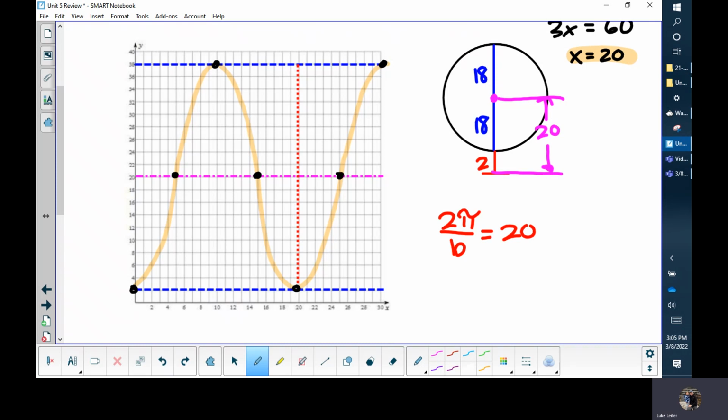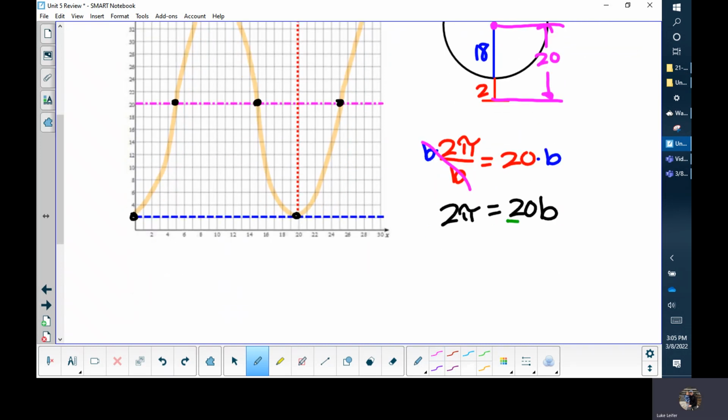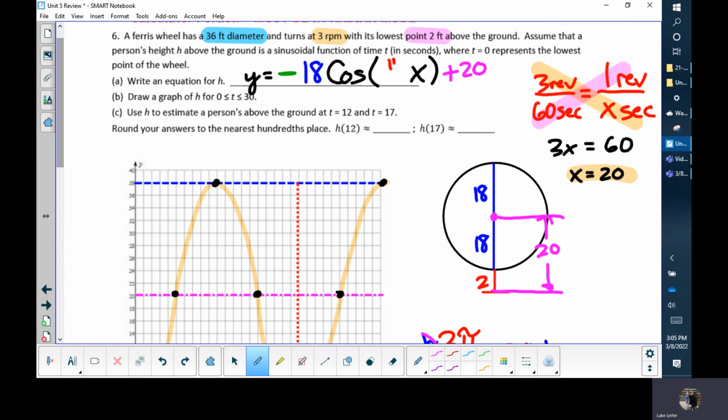Let's do some basic algebra. I don't like B being in the denominator, so I'll multiply both sides by B. That goes away. I get 2 pi equals 20 times B. Now it is a one-step algebra equation. Divide both sides by 20. This goes away. I get B equals, I can reduce this. This does reduce to 1/10, so pi over 10. All right, I'm going to go ahead and plug that in up here. Pi over 10.